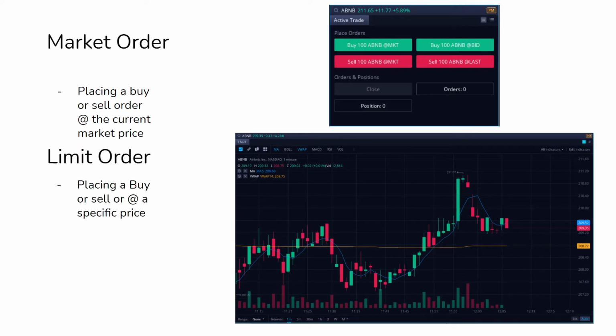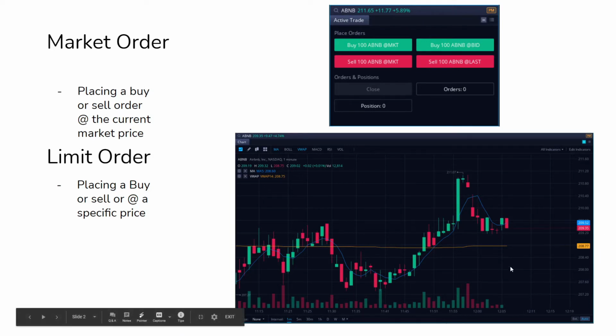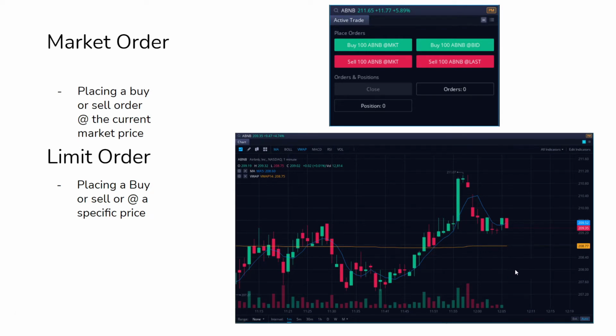Okay, limit orders. So this is probably the most used type of order you can use to place a buy or sell. Like I said here, it's at a specific price. So let's say my strategy wanted this price. If I was looking to buy it, I wanted to see it dip before I bought it. I would maybe put a limit order here at 208, and I wanted to see it fall in order for me to get a better price.